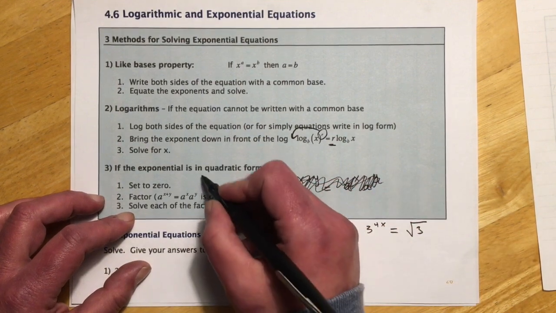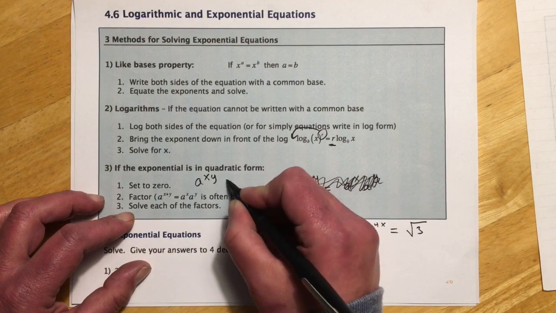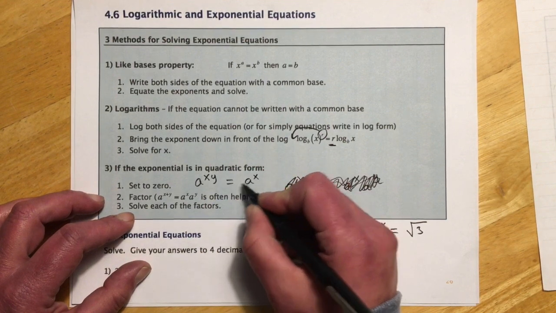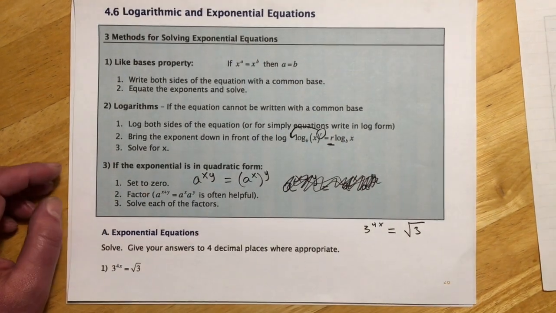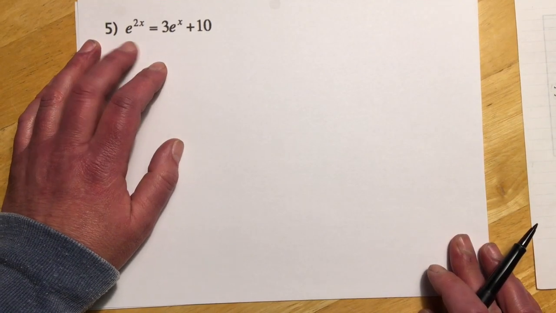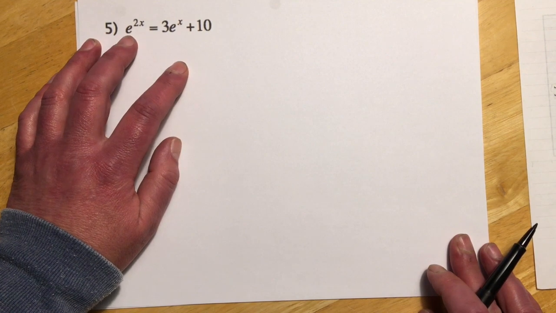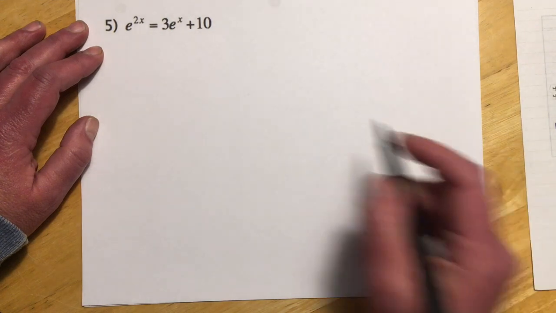And I have the wrong property here. I should have a to the xy. Sometimes that is helpful to write as a to the x, to the y. And so I should get that corrected in the notes. So let me show you an example that uses this. So here we have this, and it doesn't look quadratic at the moment, but it is, and it will be after I do a little bit of work on it.